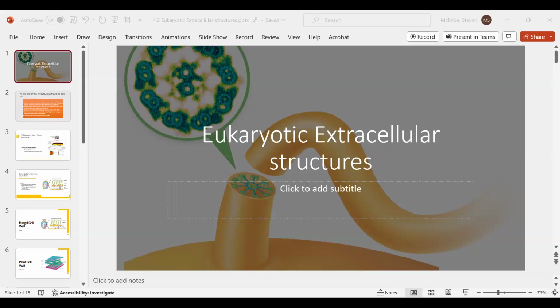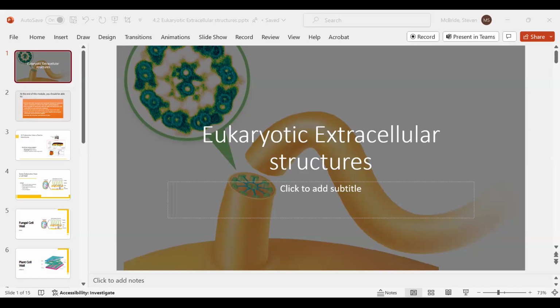Now, the microtubules arise from a centrosome. This is located near the nucleus, and it's made of these two centrioles. And so keep in mind that these centrioles are also the basal body that make up that eukaryotic flagella.